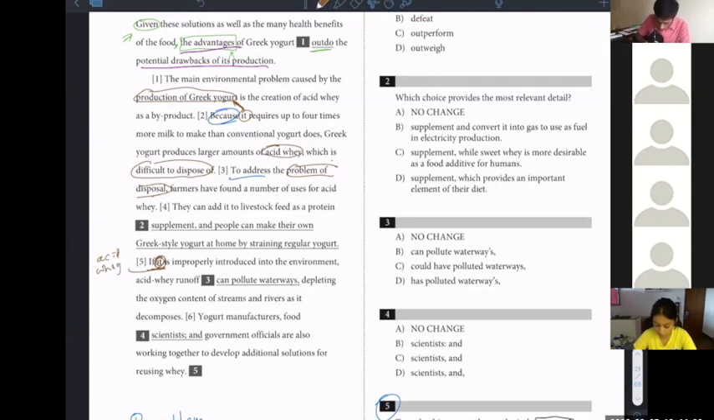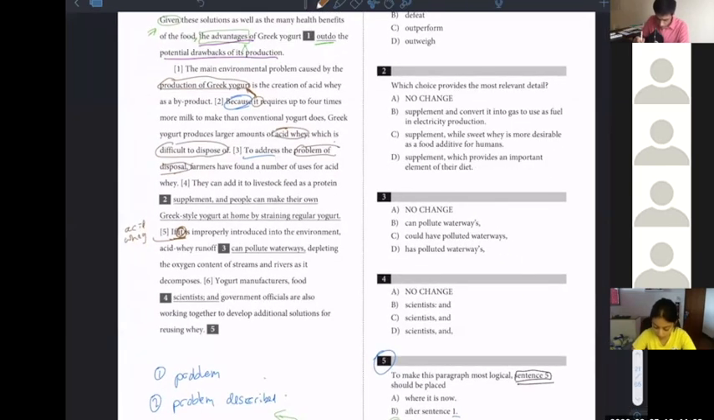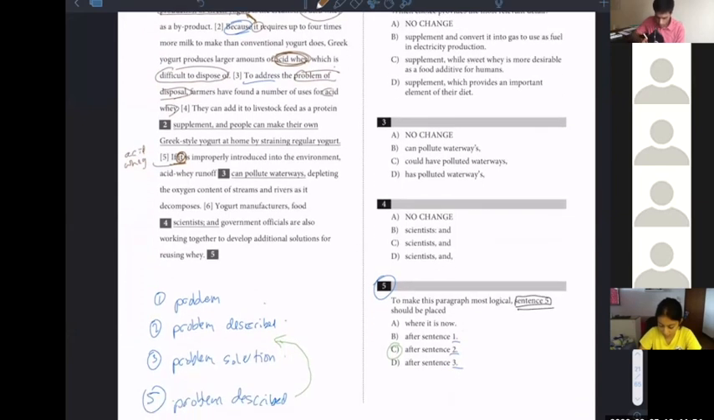So if you look at 3, to address the problem of disposal, farmers have found a number of uses for acid whey. So here, it's not really, let me just make sure something. Okay, so we have acid whey over here and acid whey over here. And we have acid whey over here. So I guess using the it approach, it could go after any of these sentences. And so that's where you then rely on this approach.